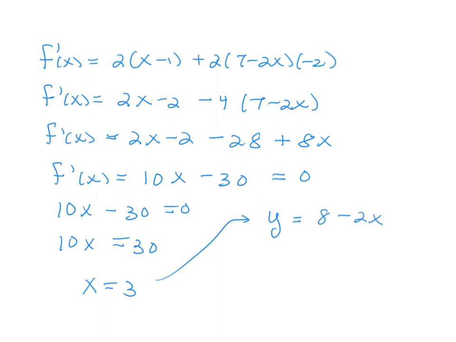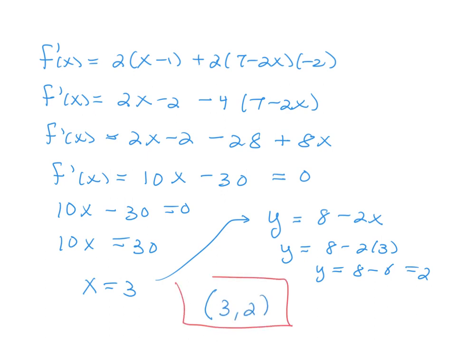If you put 3 in place of x, you get 8 minus 2 times 3. That's 8 minus 6, which is 2. So what's the coordinate on the line 8 minus 2x closest to the point (1, 1)? The x coordinate is 3, and the y coordinate is 2. So this is the answer for this problem.